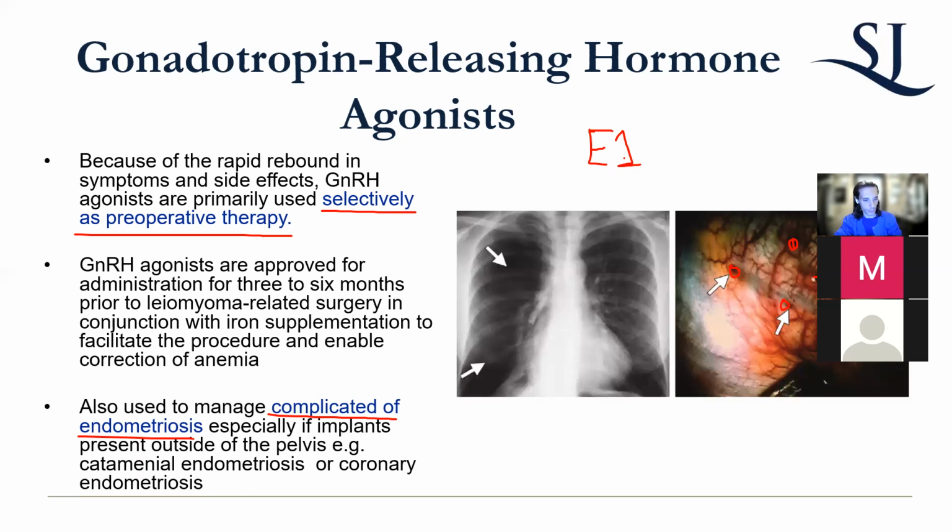Endometriosis is a very tricky thing because just removing ovaries doesn't necessarily blunt it entirely. And then you have menopausal symptoms. You have other problems, especially if you want future fertility. So it's a tricky disease. It very much remains a problem. So that's the role of GnRH agonists, which is really Lupron, as selective preoperative therapy, and then also for complicated endometriosis, cycles of it.